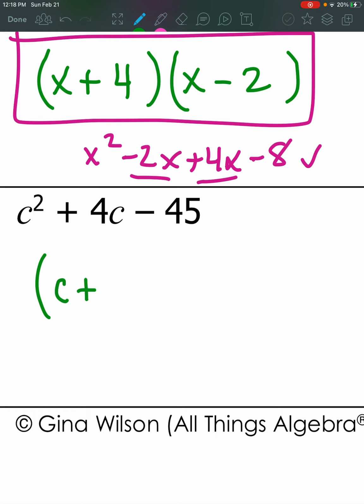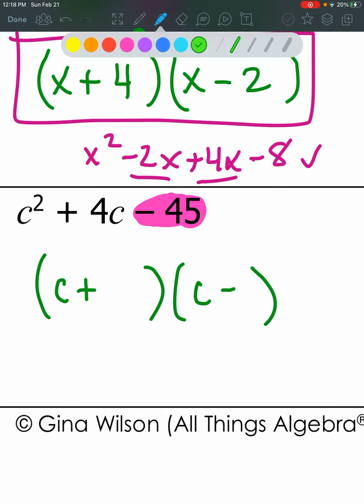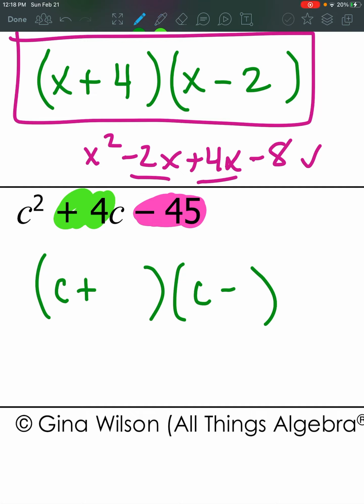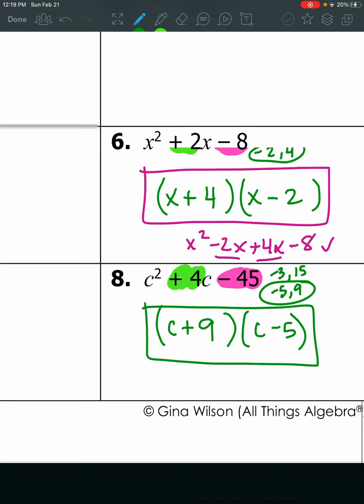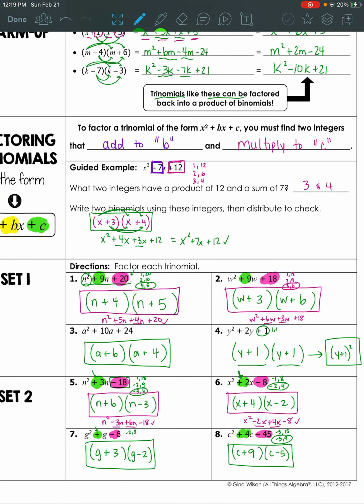And last one, so we have c plus as one binomial, c minus as the other binomial, multiplies to negative 45, and then adds to positive 4. So 1 and 45 aren't going to work. We could do 3 and 15. Those add to 12, so that doesn't work. We have 5 and 9. The smaller one always has to be negative, so those add to positive 4, so that works. So c plus 9, c minus 5. All right, let's go to the next set of questions.